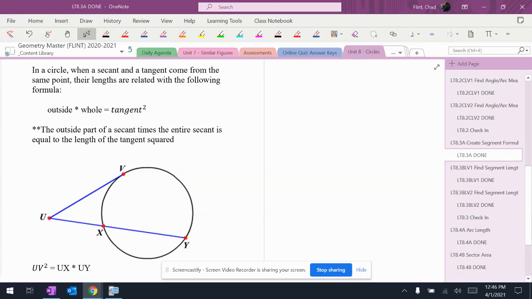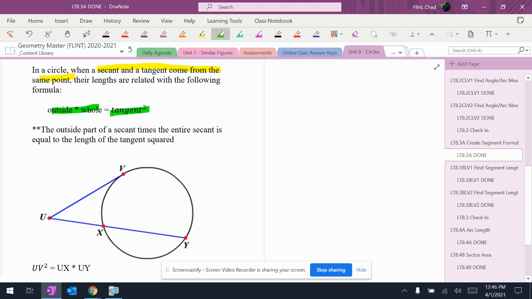Now, the one that causes the most trouble, because it's kind of the most unique one, is when you have a secant and a tangent from the same point. So a secant and a tangent from the same point. What happens is it's outside times whole, which is fine, because that's what it was for the secant. But then it's equal to tangent squared. And it's got a squared in it, so that just is weird.